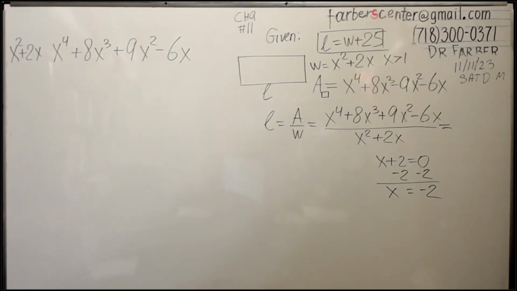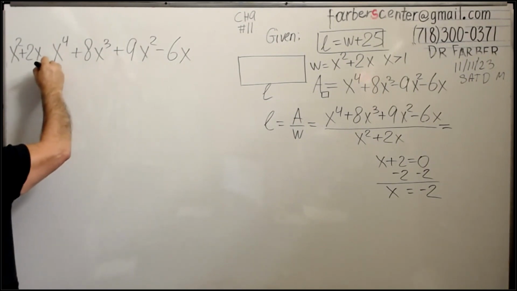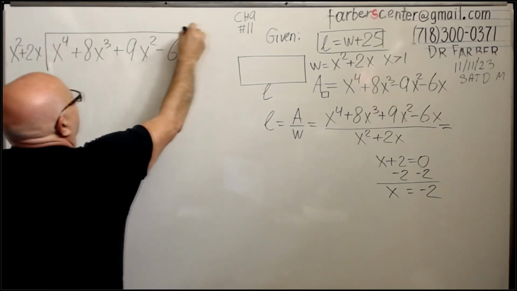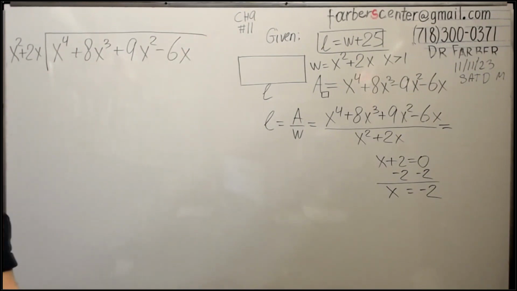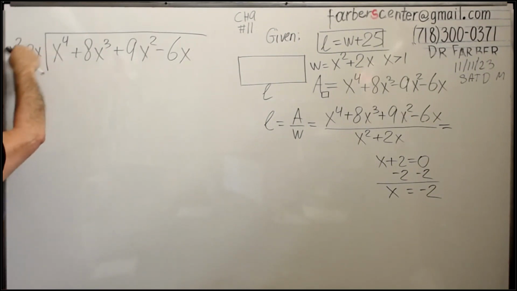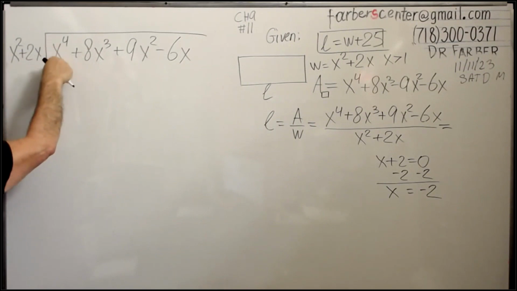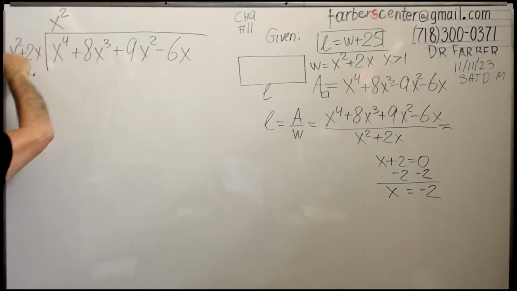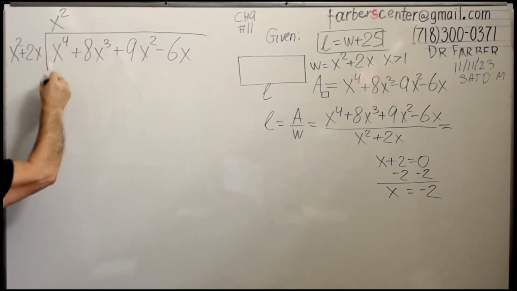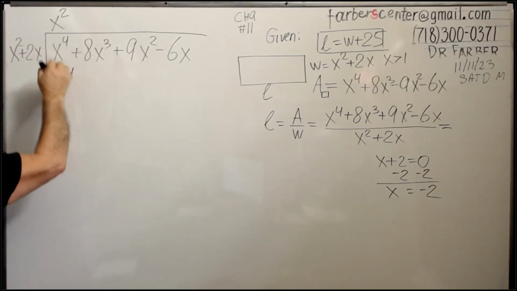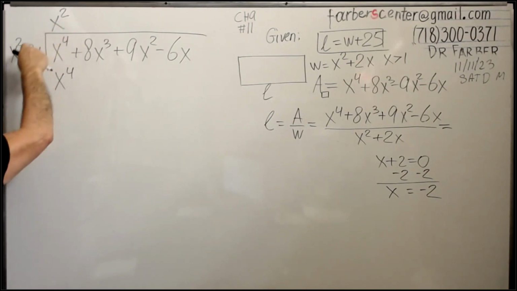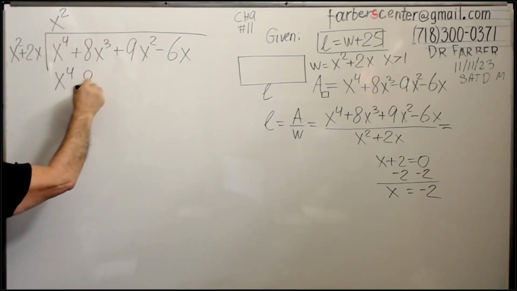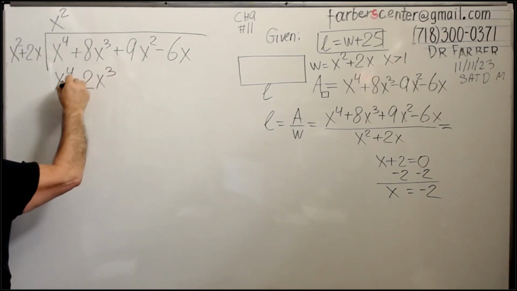Like we did in school, long division. We operate with numbers, this is a polynomial. There are a few steps. Check what, when multiplied by x squared, gives this term. Definitely x to the second. x to the second times x to the second is x to the fourth. x to the second times 2x is 2x to the third, and the sign is plus.